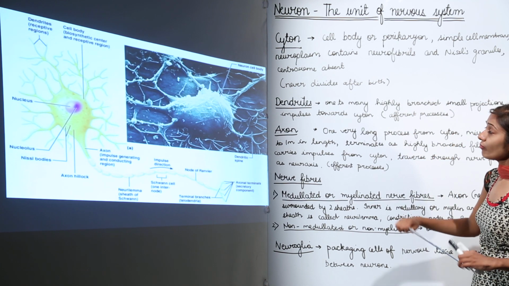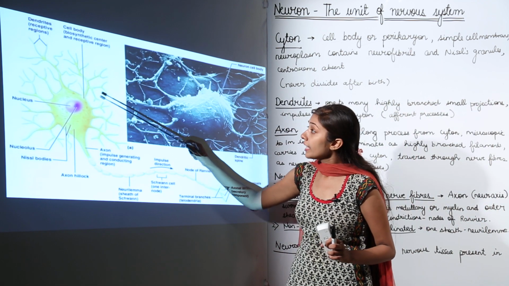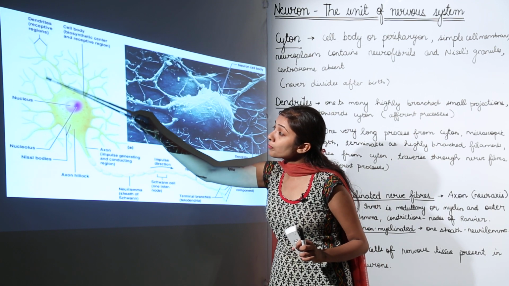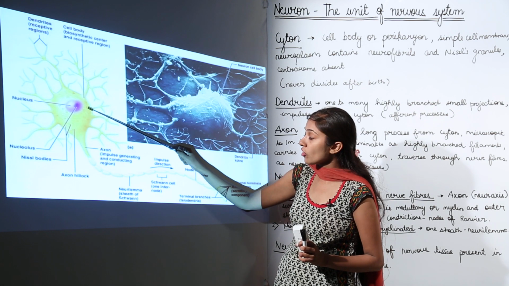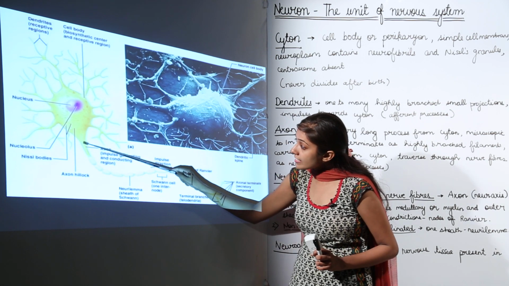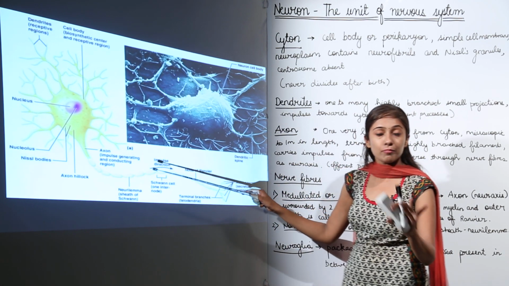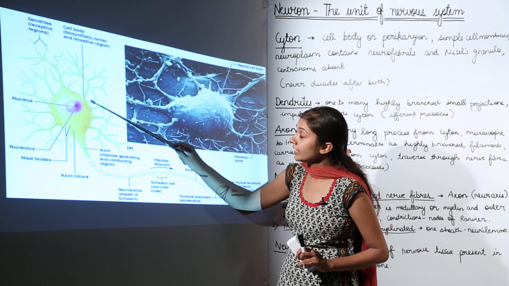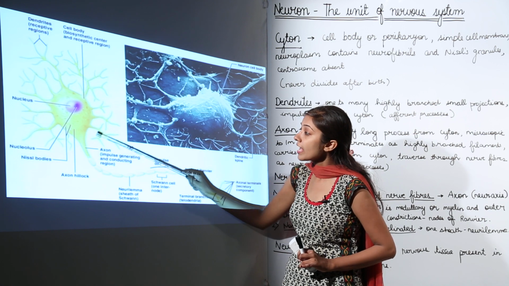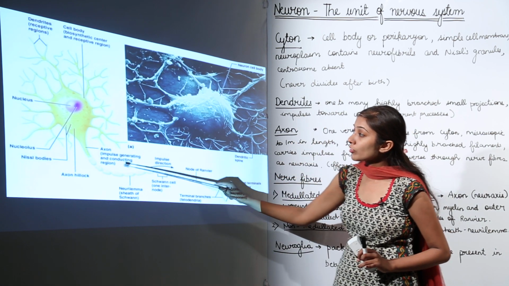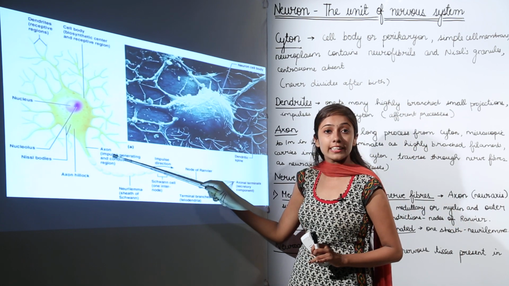So when you look at this diagram, this is the cell body, these are the dendrites, they are going to bring impulses to the cyton, and this is the axon which is originating from this cyton, the cell body. So we have three main parts, we have the cell body, that is cyton, we have dendrites, these projections, and then we have this long process that we call as axon.